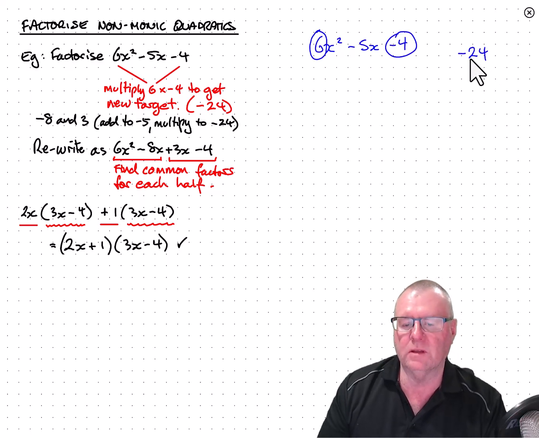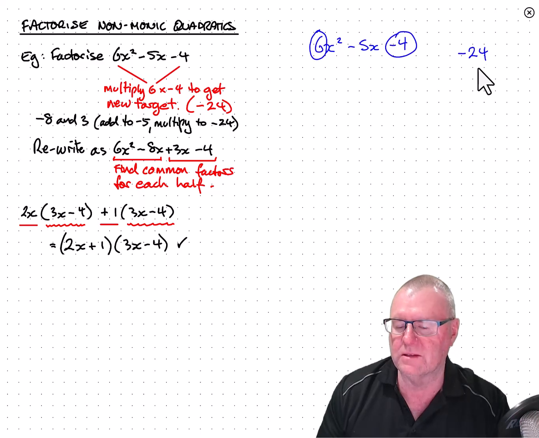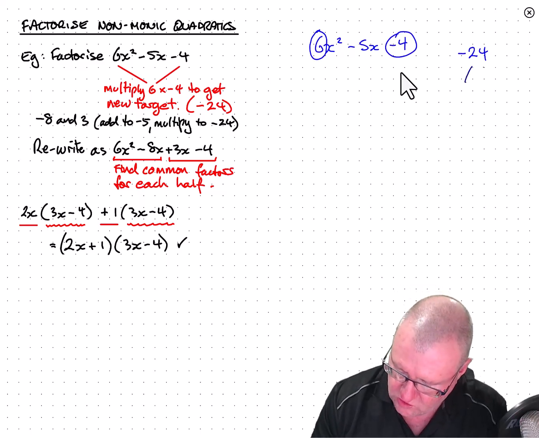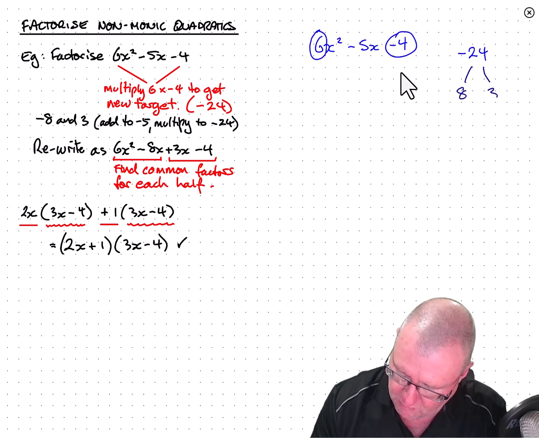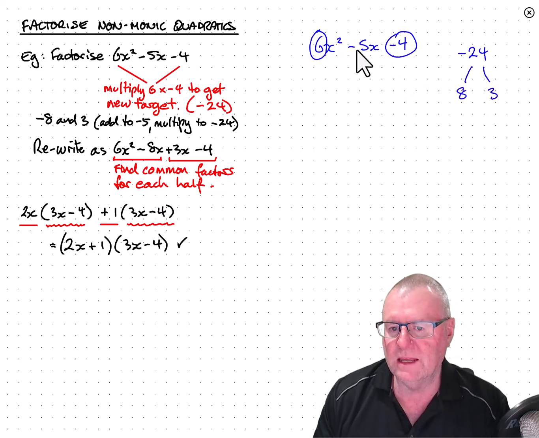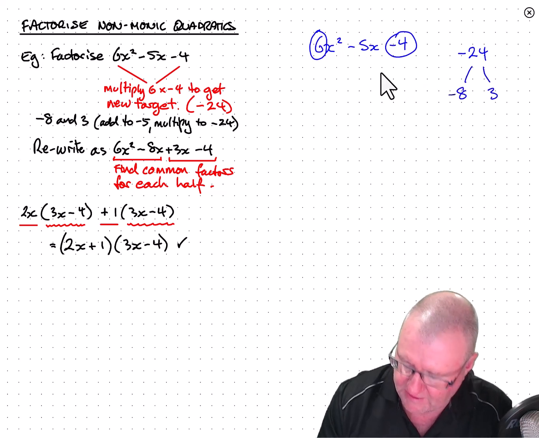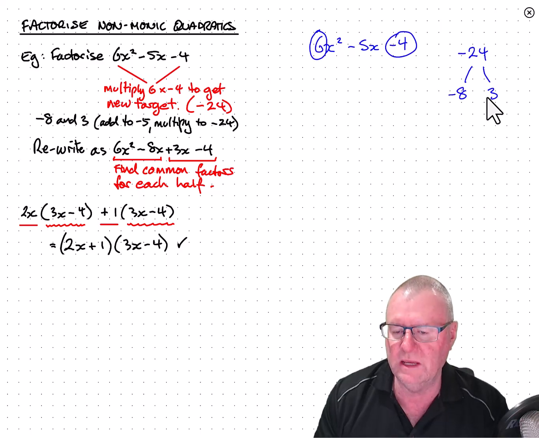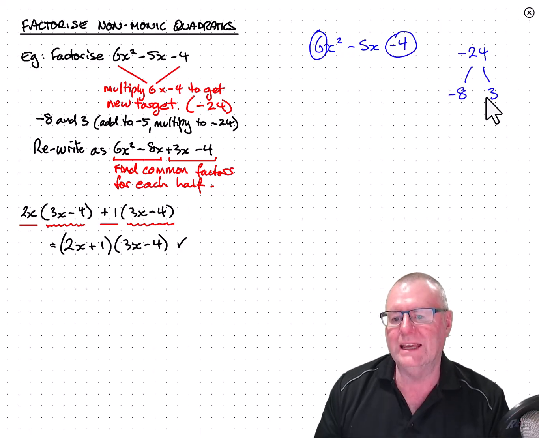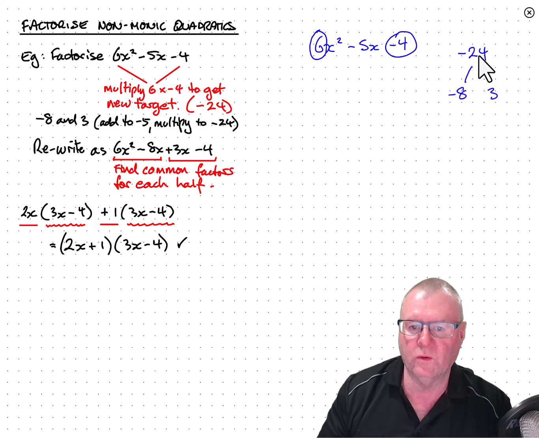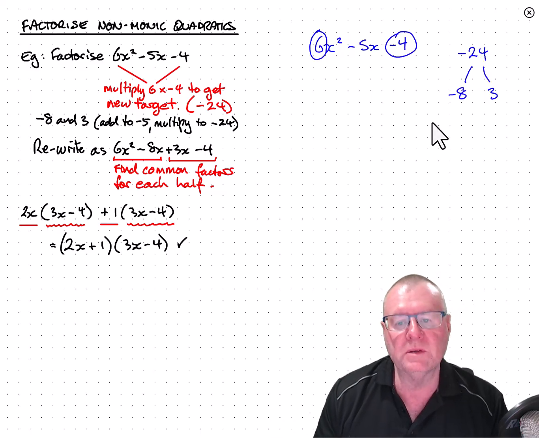So if I have a look at those, I'm thinking 8 and 3, because 3 8s are 24. With 8 and 3 I can make 5. To make the negative 5, this is going to be a negative 8, because negative 8 plus 3 gets me to negative 5. Negative 8 times 3 gets me to negative 24. Awesome. They're my two numbers I'm going to use.